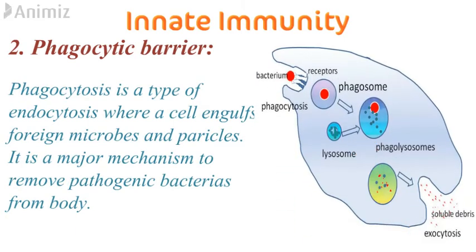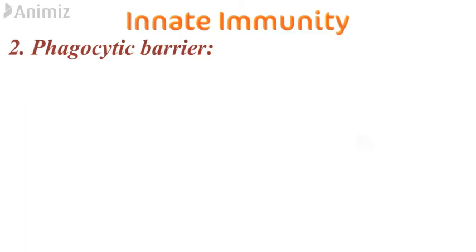The second barrier is the phagocytic barrier. Phagocytosis is a type of endocytosis where a cell engulfs foreign microbes and particles, and it is the major mechanism to remove pathogenic bacteria from the body.